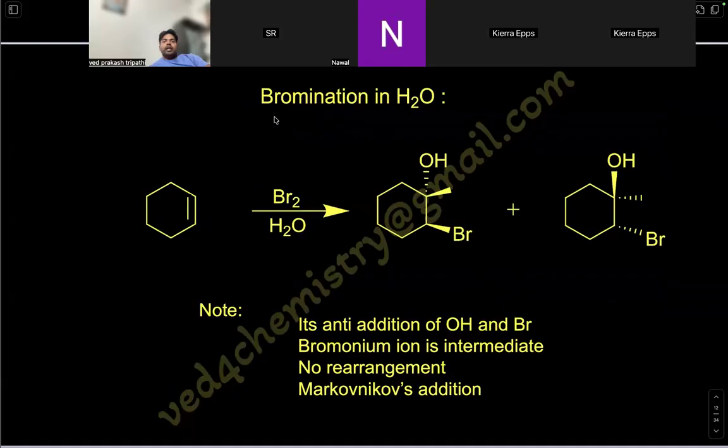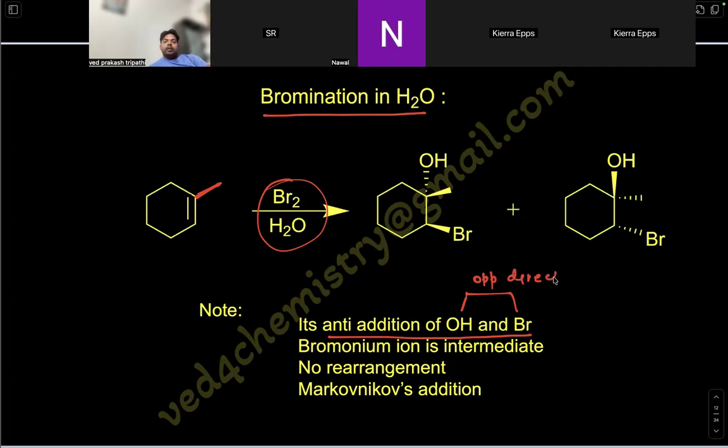Next, bromination in H2O. Here we have a carbon chain. This is methyl here. So Br2 with H2O. It is again anti-addition of OH and Br. What does anti-addition mean? Anti-addition means OH and Br have opposite direction. You can see here Br on the wedge, so OH on the dash. Here OH on the wedge, so Br on the dash. Makes sense? That means anti.